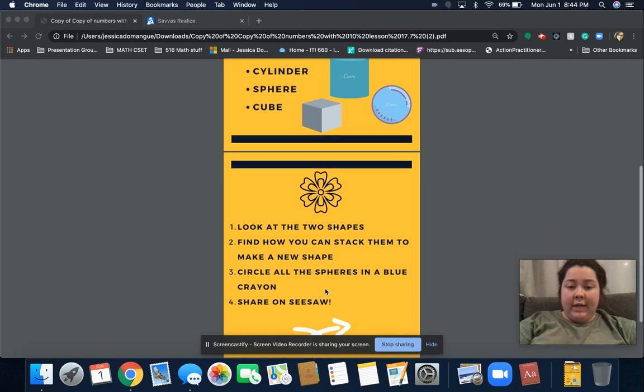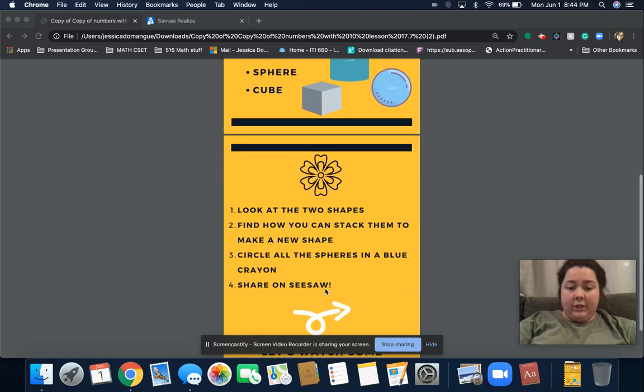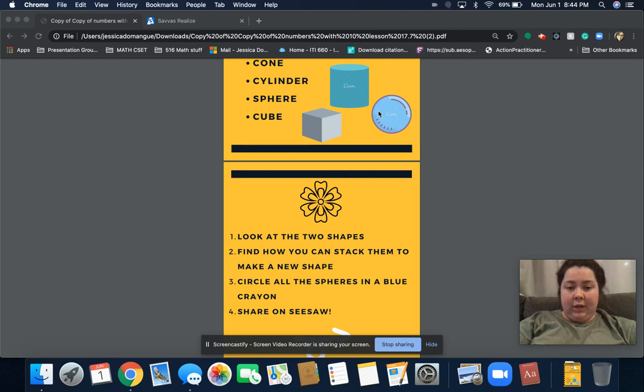So today in your practice, you're going to look at an example of two shapes. Let's take the cylinder and the cube, okay? And we can decide how we can stack them to make new shapes. So let's say I put the cube on top of the cylinder. Now I have made a new shape together, just like that.